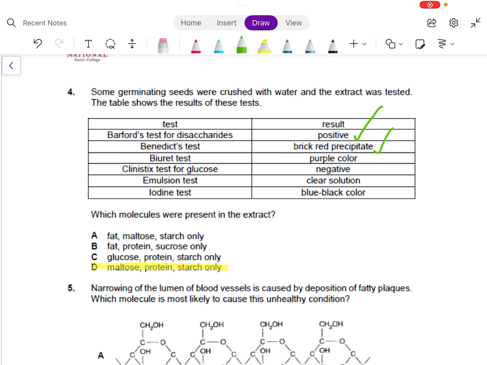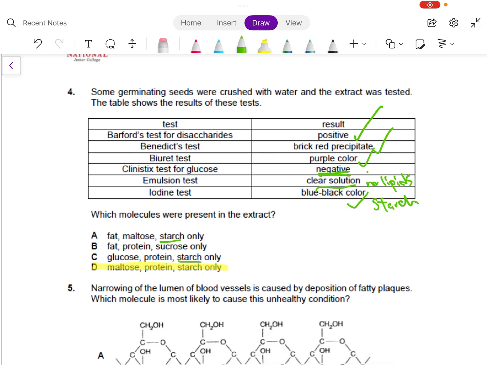Benedict's test, brick red precipitate. This disaccharide is a reducing sugar. Purple color means the protein is present. This means that glucose is not present. Clear solution means there's no lipids. Last but not least, blue-black color for iodine means that there's starch.